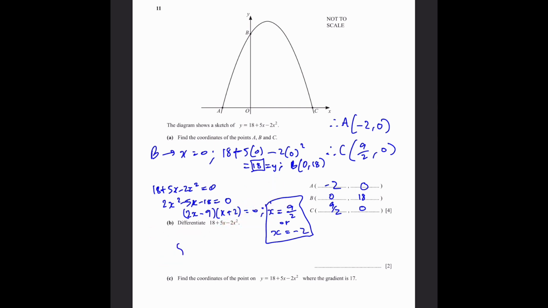So it's just 5 plus the derivative of this. So we have negative 2x squared. Bring the exponent down, 2 times negative 2x to the power of 2 minus 1. This becomes 1. So you can cancel this out. It's just 2 times negative 2x, which is negative 4x. 5 minus 4x is our derivative.